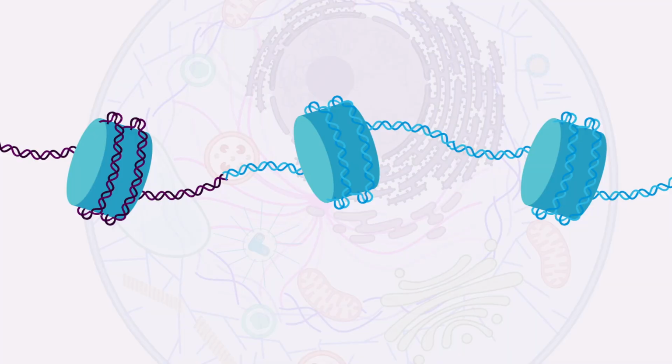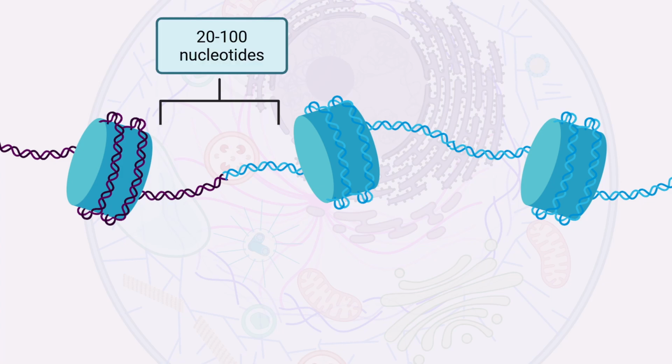Even in our accessible DNA, it's still bound to histones. There's only about 20 to 100 base pairs between each nucleosome. I can assure you that genes are longer than 100 base pairs. So, to use this DNA, it needs to be released from these histones. If you haven't been impressed yet, this is where things get wild.